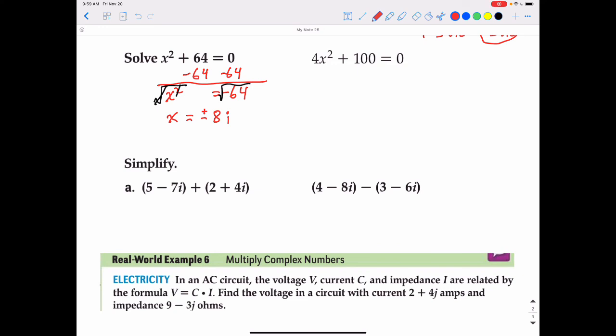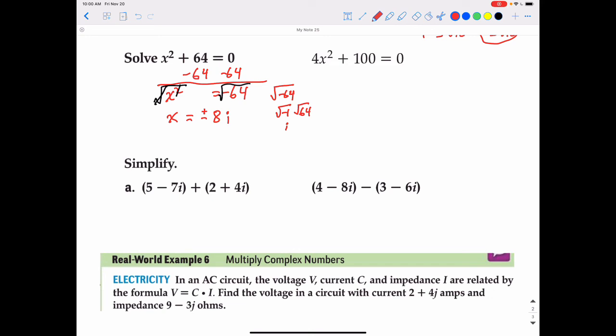So what I did is I skipped the step of rewriting it as the square root of negative 1 times the square root of 64 and replacing that with an i. Because if it's the square root of a negative number, the answer is going to be the square root of whatever that positive number is with an i.